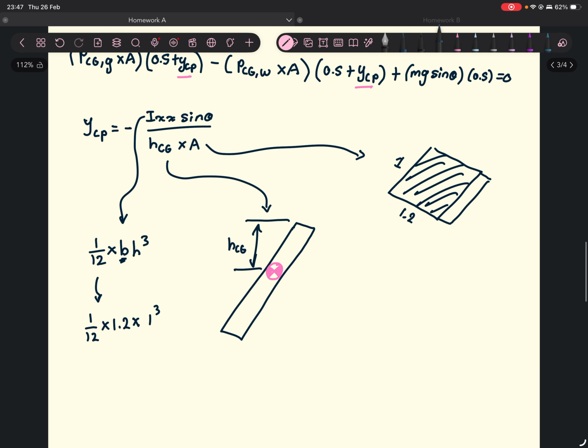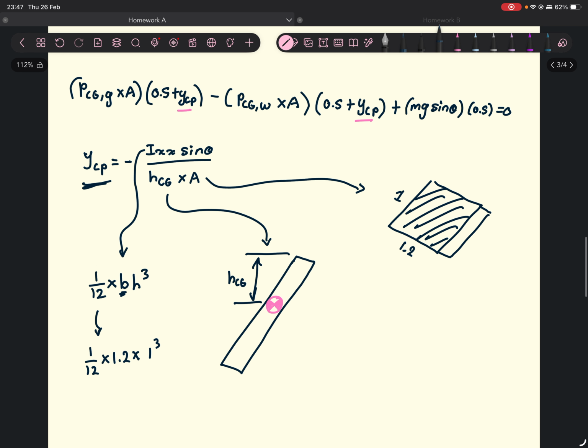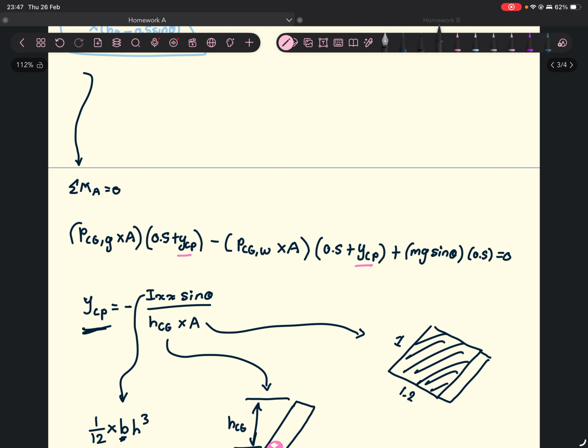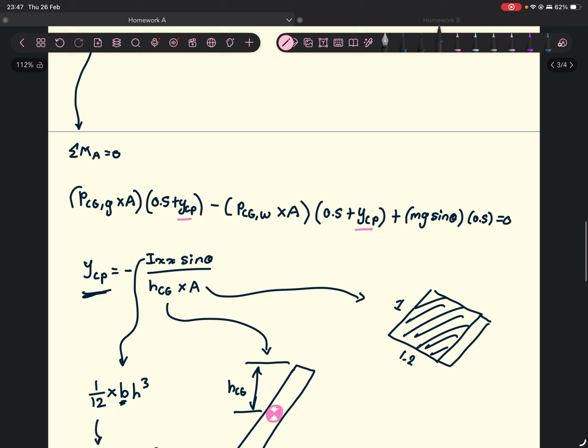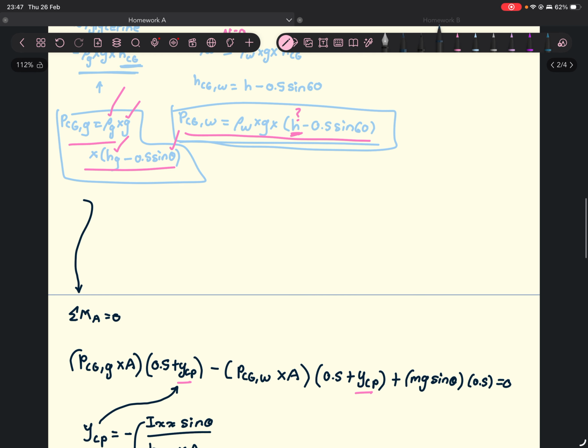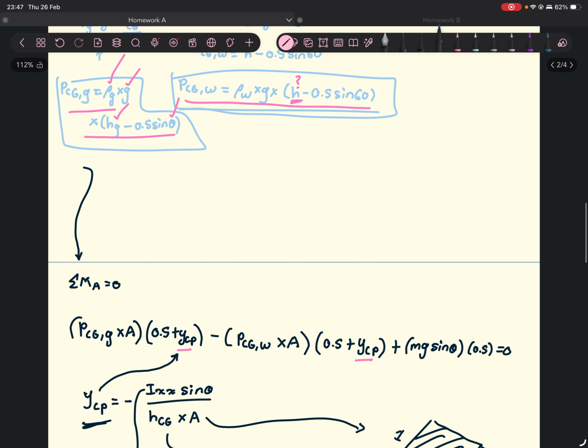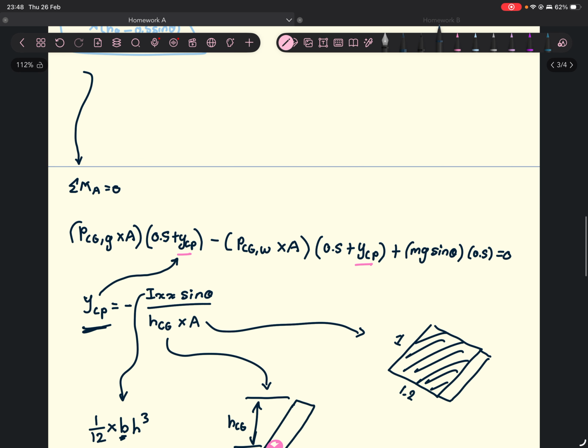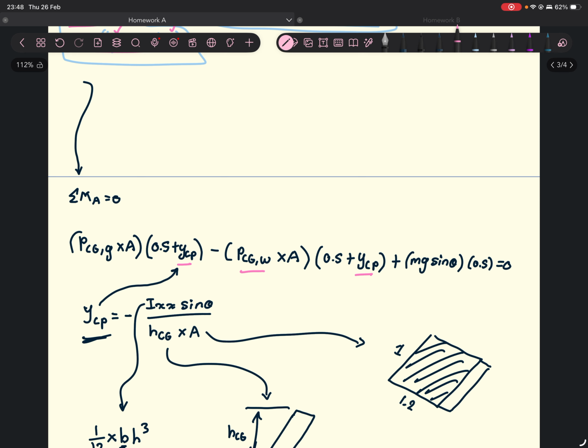Okay, and then substituting all of those values, you'll be able to compute ycp. And then in the end, you'll be able to substitute the value that you get into here. Then yeah, you can simplify the equation and solve for h. So the only term, I guess, that will have h would be this term over here, if I'm not mistaken. Yeah, I hope that makes sense.